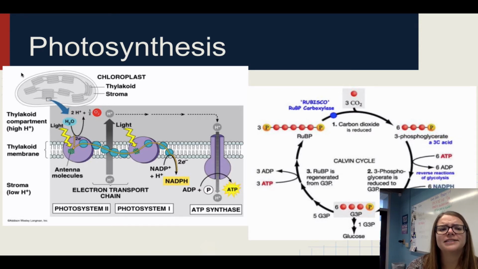So this is going to take place in the chloroplast. And inside the chloroplast are those individual pancakes called a thylakoid. And we're right actually on the edge of the thylakoid. So we're at the thylakoid membrane.